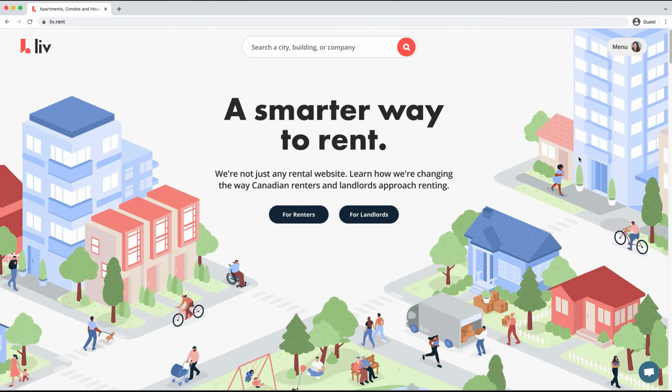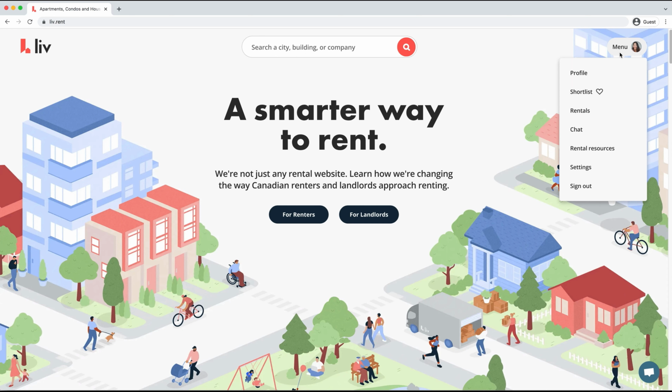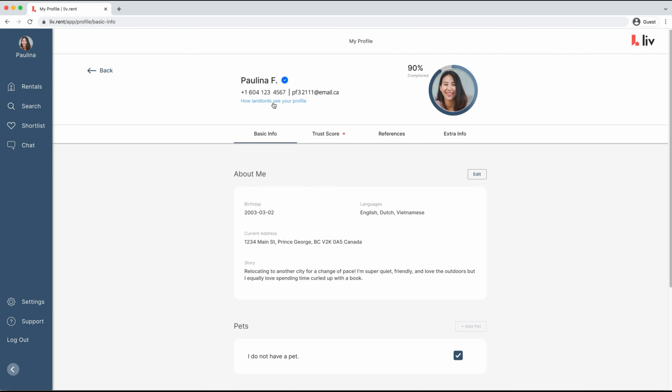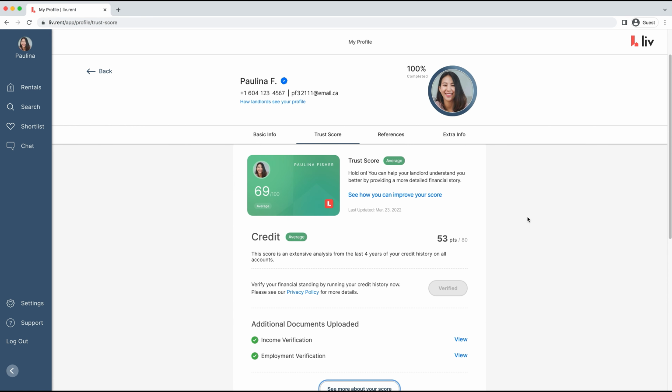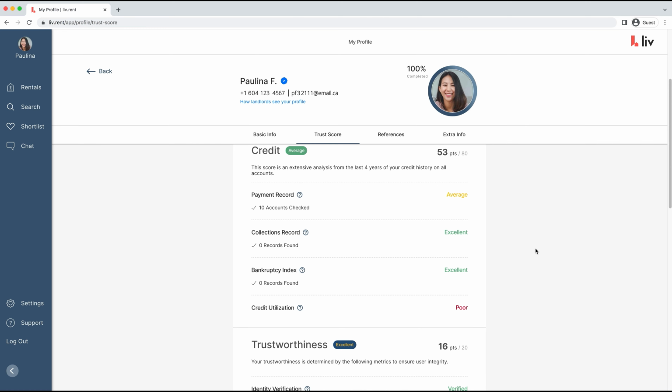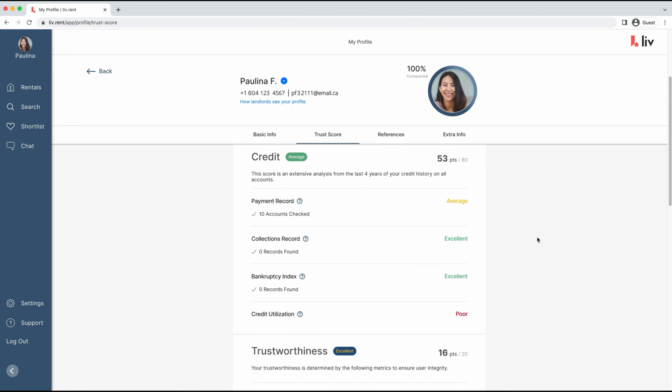When you register for liv.rent, you'll be prompted to complete your profile by verifying your identity and income, as well as completing a credit check. To begin, first navigate to the menu, hit Profile, then View Profile. From here, you can access your Trust Score, verify your financial standing, and even see your profile from a landlord's perspective. The Trust Score was designed to provide a clear picture of your rental history by breaking key information down into two main categories: credit and trustworthiness.